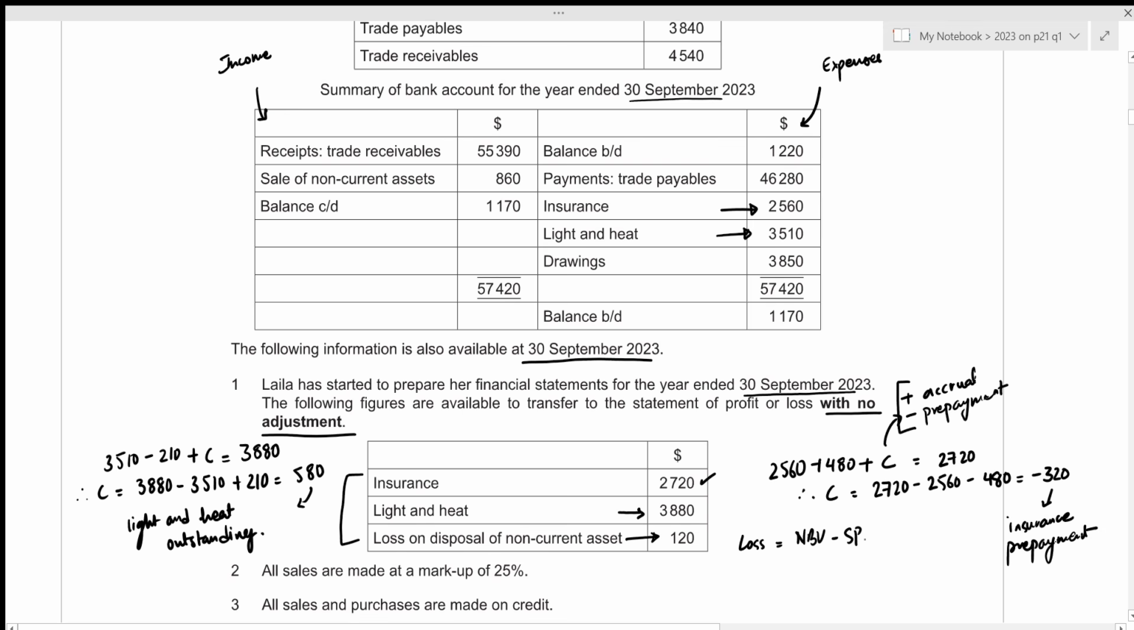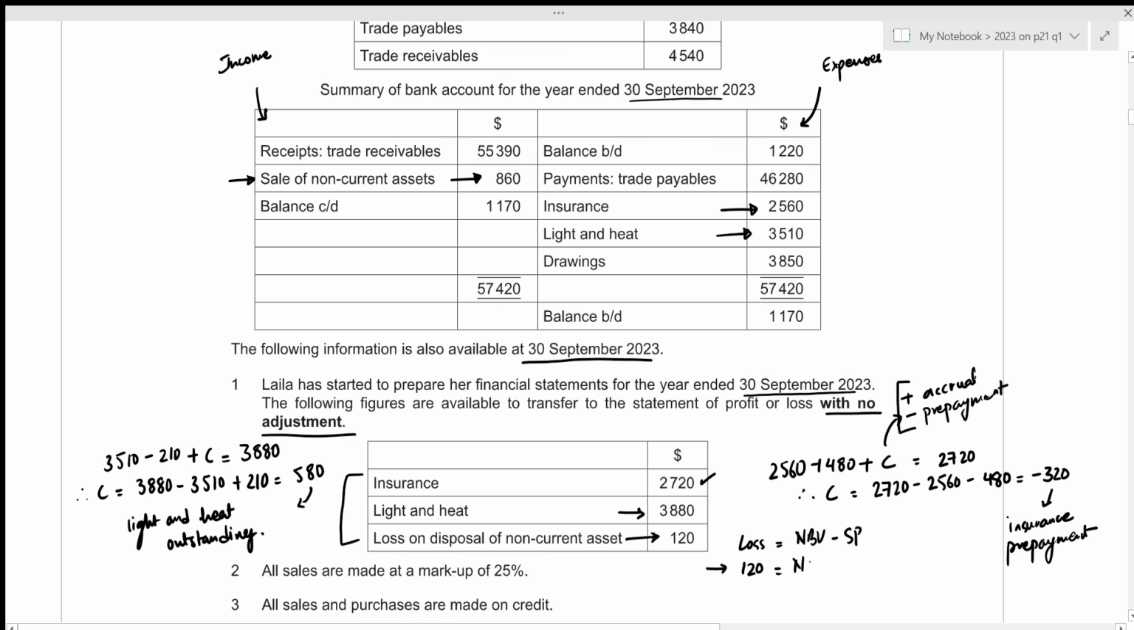And we can look at the sales proceeds within our receipt section of the summary of bank account. Right here, we can see that by making the sale of non-current assets, we received 860. This will be our sale proceeds. Now we can just substitute these values within the equation. So our loss is 120.